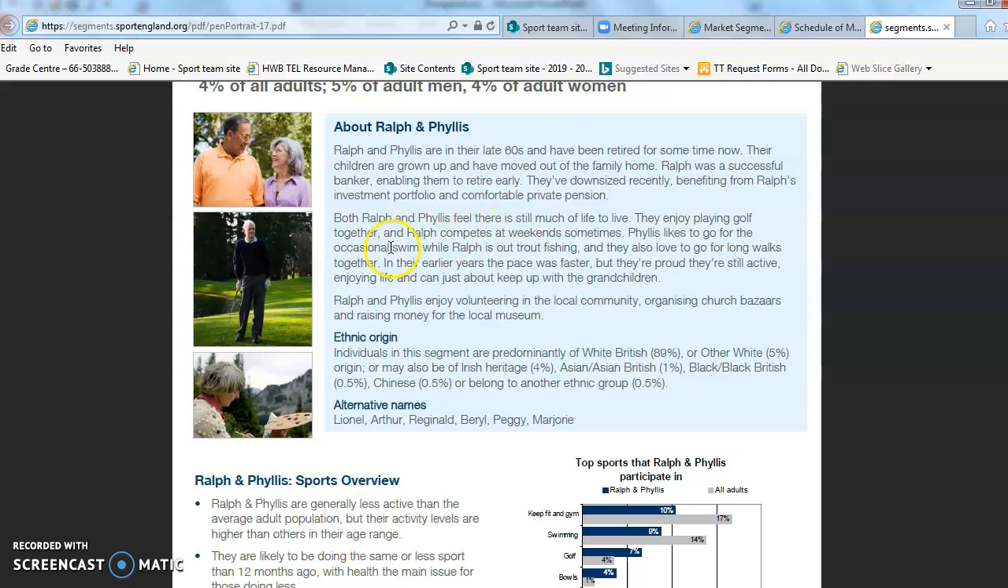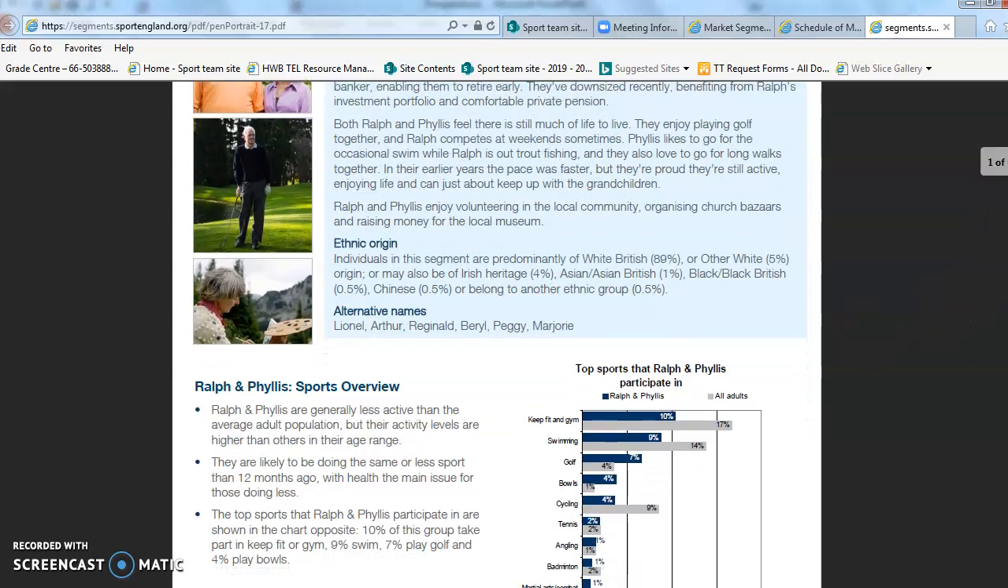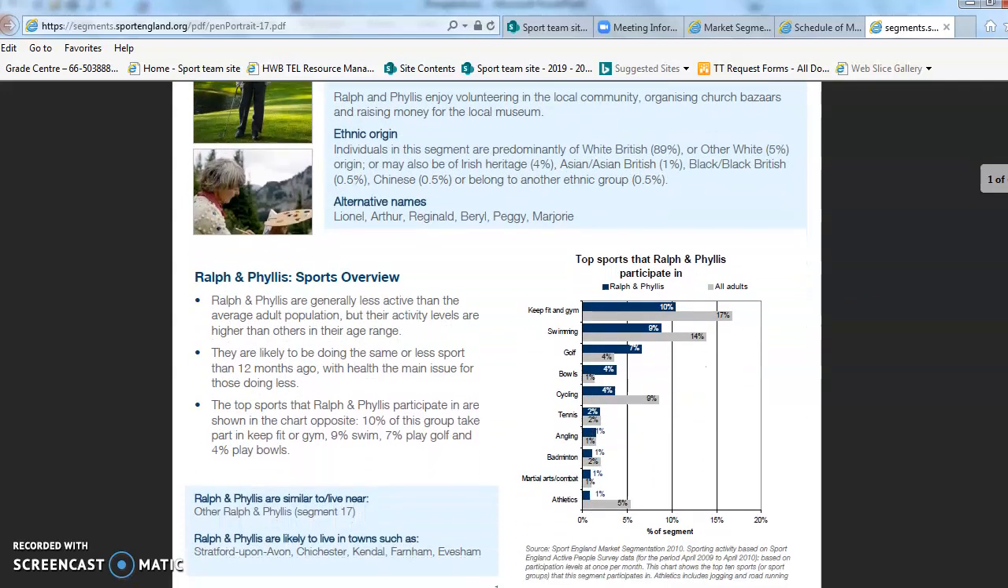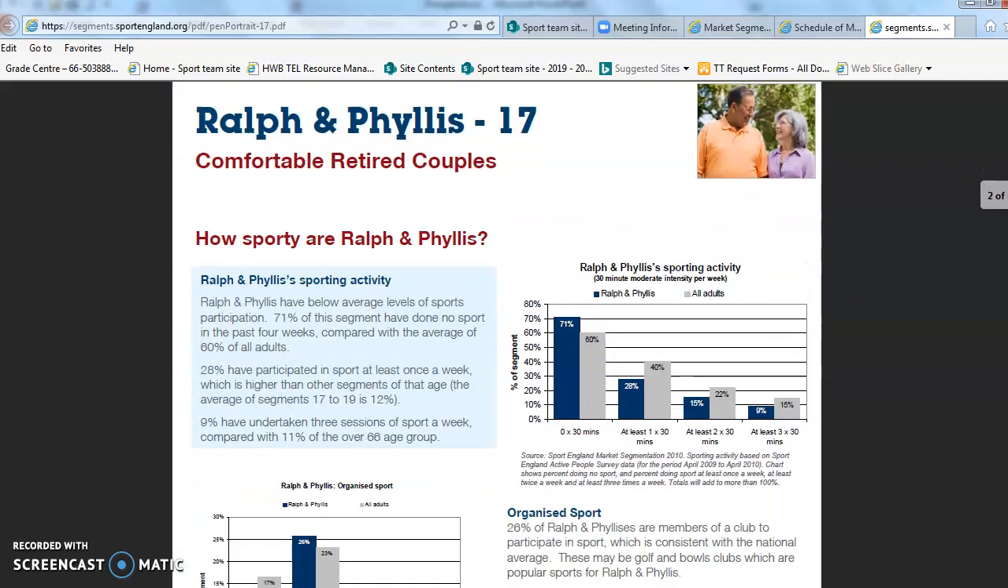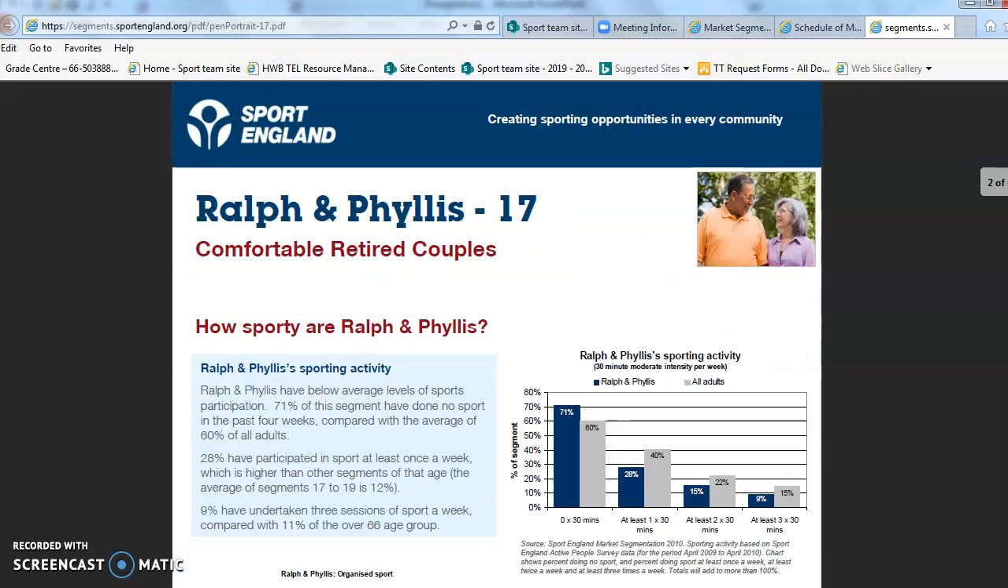Phyllis, the wife, does occasional swimming, while Ralph goes out and trout fishes. They like to go for long walks. They like to do things together, but they've also got their own interests as well. Both enjoy volunteering and raising money. There's a bit about their ethnic origin, and then they give alternative names. I wouldn't look too much into the alternative names, being very stereotypical of maybe what a Beryl looks like or a Reginald, for example.